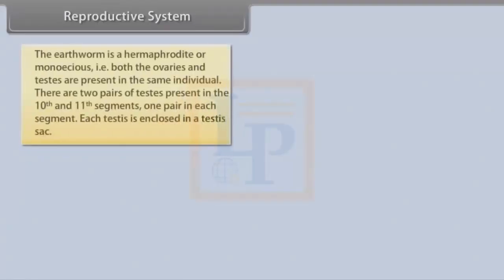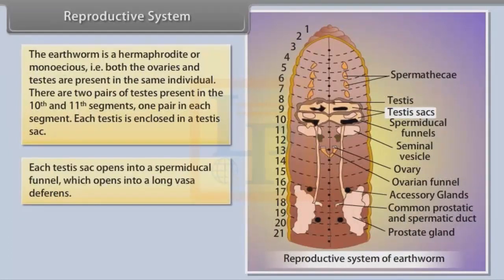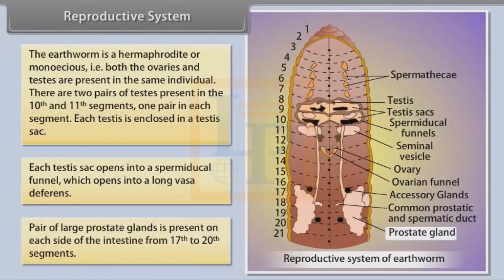Reproductive system. The earthworm is a hermaphrodite or monoecious. That is, both the ovaries and testes are present in the same individual. There are 2 pairs of testes present in the 10th and 11th segments, 1 pair in each segment. Each testis is enclosed in a testis sac. Each testis sac opens into a spermiducal funnel, which opens into a long vasa deferens. A pair of large prostate glands is present on each side of the intestine from the 17th to 20th segments.